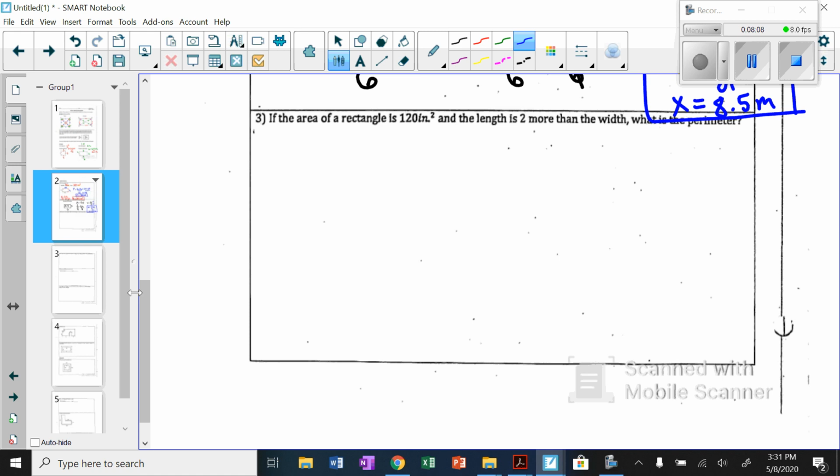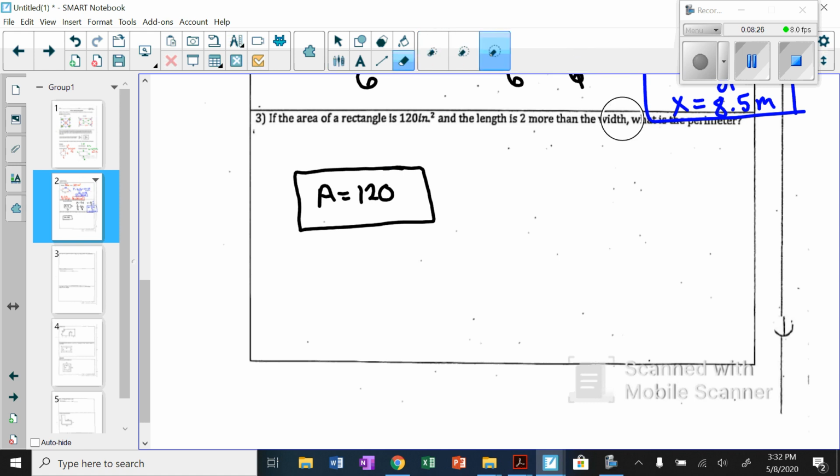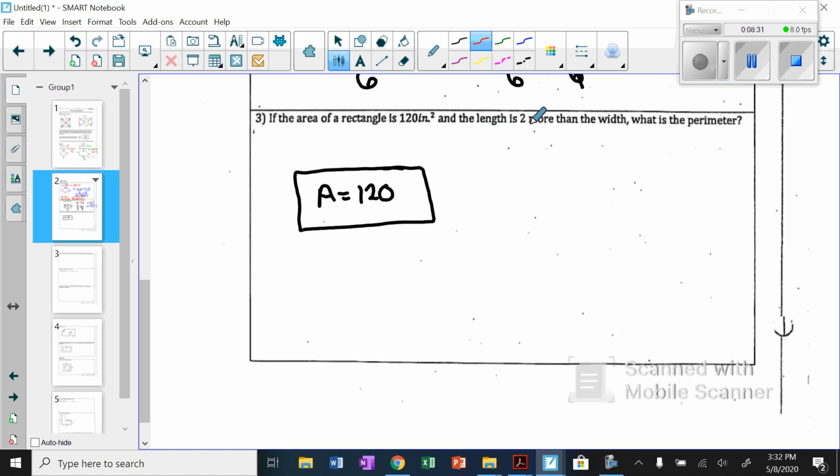Okay, next one. It says if the area of a rectangle is 120 inches squared and the length is 2 more than the width, what is the perimeter? Oh boy. So let's come up with our diagram here. Once again, they're telling us the area is 120. And the length is 2 more than the width. So if the length is more than the width, that means the width is less. So I'm going to call the width x, and the length is 2 more than x, so we're going to say x plus 2.